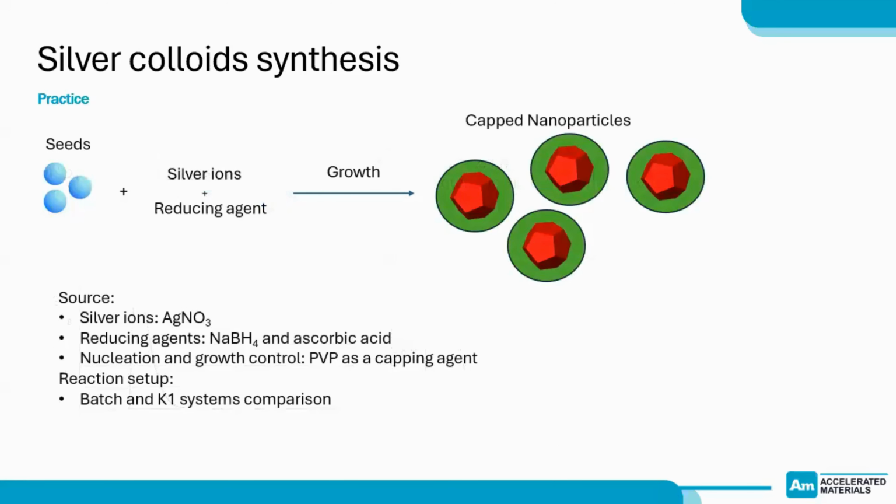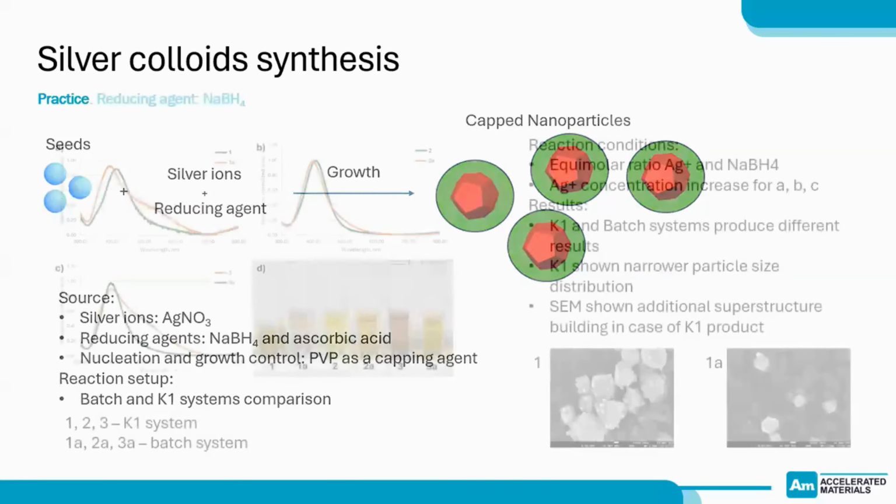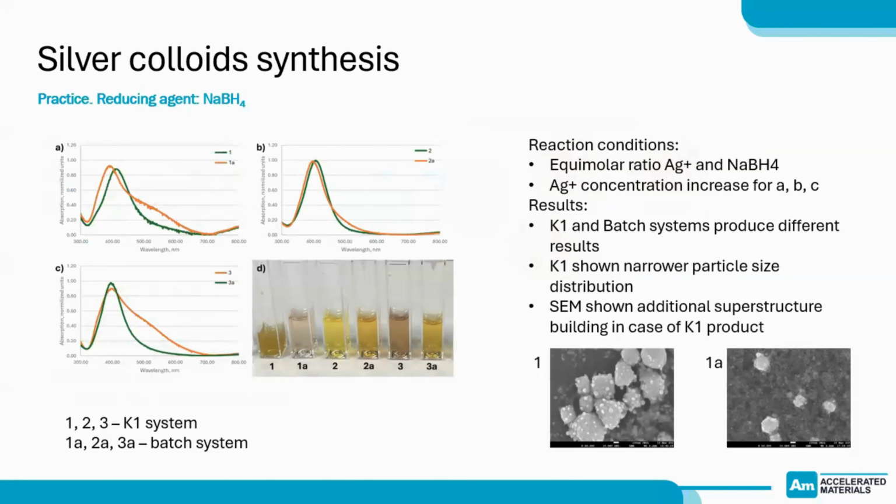So the next step was mixing with the growing of the particles. Again, we used as reducing agents sodium borohydride and ascorbic acid. It's just to compare the highly active reducing agent and the reducing agent with slower kinetics, like ascorbic acid. And also for the same concentrations, we did a comparison on the batch where we mixed in the flask and the annular flow reactor.